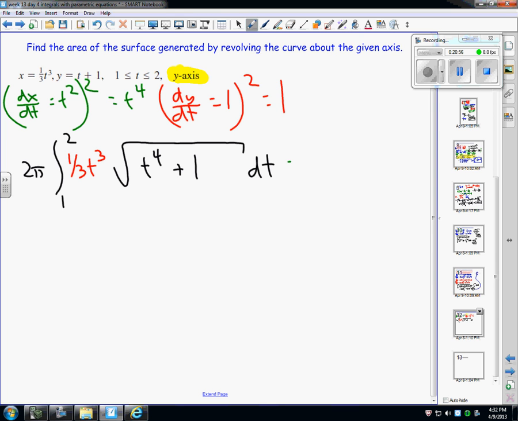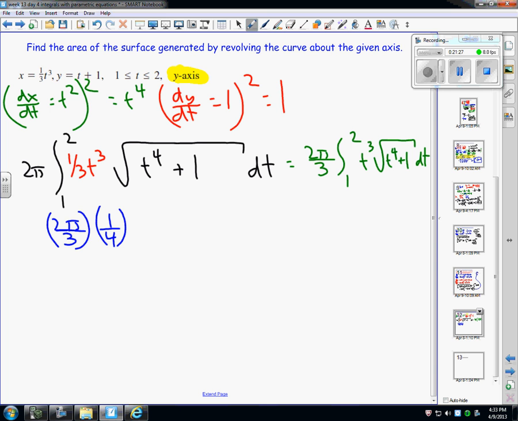Okay. I can set this up as, let's see, 2 pi over 3, 1 to 2, t cubed, t to the fourth plus 1 dt. Okay. The derivative of t to the fourth is 4t cubed. So I'm off by a 4. So doing it mentally, I'm off by a 4 on the bottom, so I'm going to have a 1/4 there. And later I'm going to have to put this as t to the fourth plus 1 to the 3/2. So I'm going to flip that, and that should be a 2/3 there.